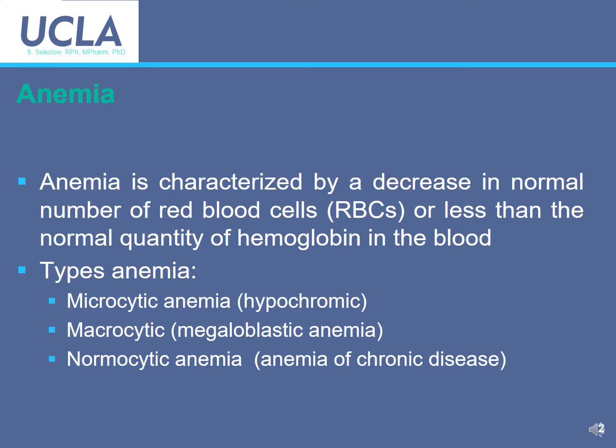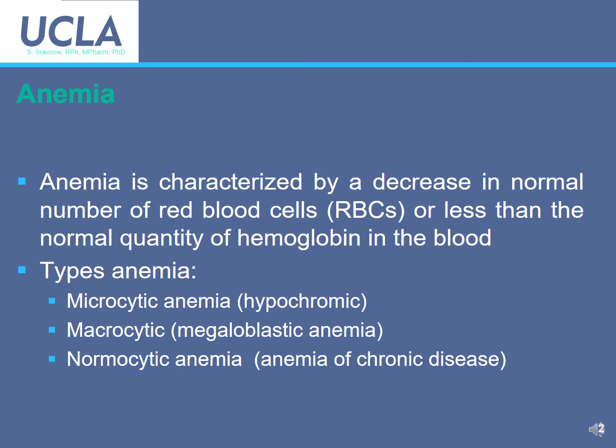Today we're going to talk about the therapies of blood disorders. The first disorder that I'm going to cover are the anemias, and there are three types of anemia: the microcytic anemia, also called hypochromic, because the level of hemoglobin is lower than normal. Then you have the macrocytic anemia, or megaloblastic anemia, where the size of the red blood cells is larger. And then you have the normocytic anemia, which is the anemia of chronic disease.